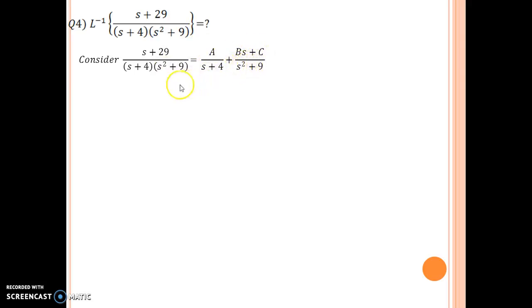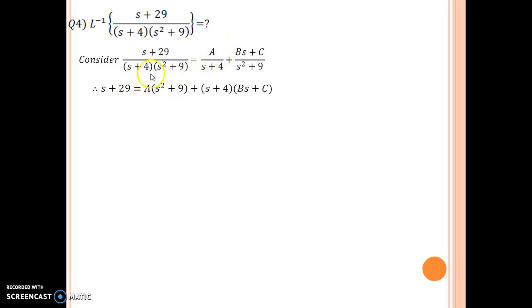So how can we find this? We have to express this in this manner, that is s plus 29 equals A times s square plus 9 and so on. So how is this format achieved? You multiply the denominator of the LHS to the RHS. You just have to cross multiply this denominator over here to the RHS and simplify it.